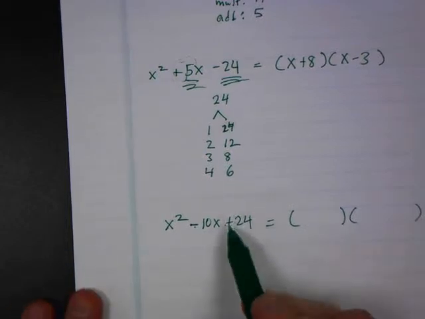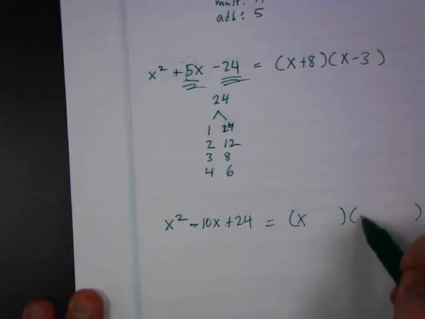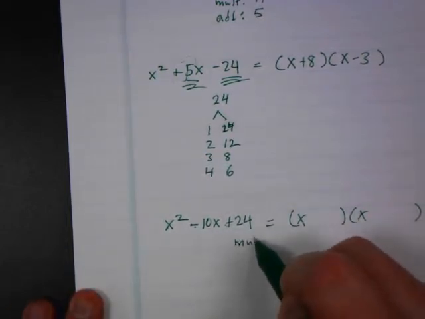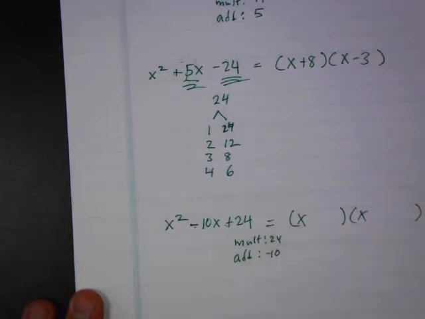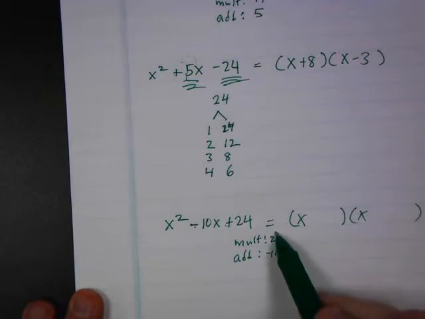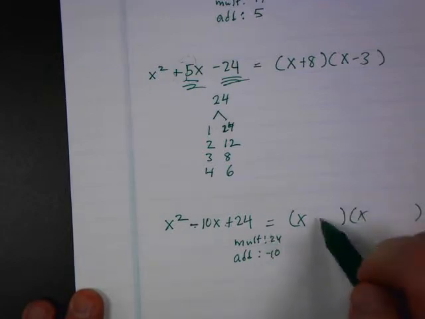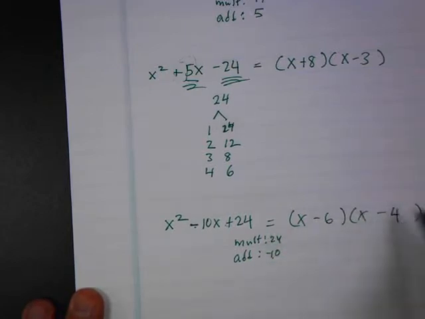Correct. Now it's going to have to be two numbers that multiply to be 24 and add to be negative 10. And the way that works, if you're going to multiply to be a positive number and add to be a negative, they both have to be negative. So that one's an x minus 6 and an x minus 4. Questions on that one?